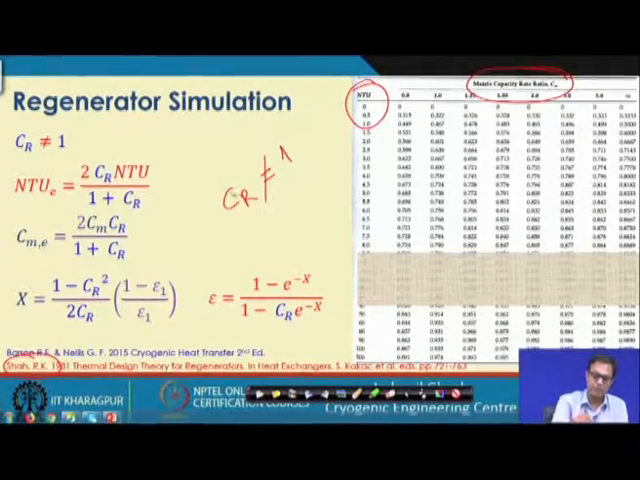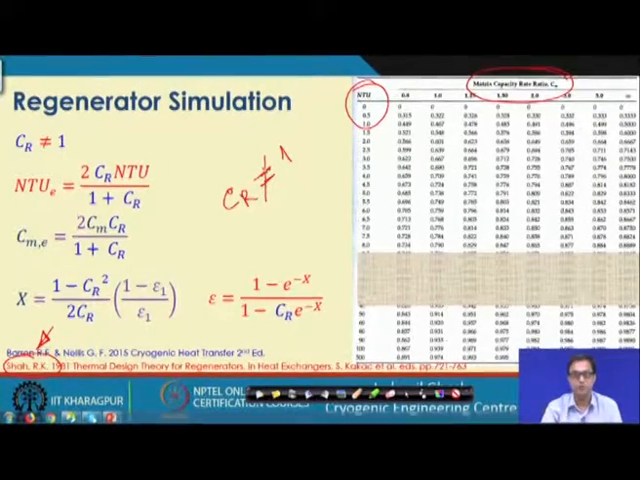Just to remind you, whether it is the pi lambda method or the epsilon NTU method, Arkesha has shown that these two methods are nearly equal and give equal results. So whether you follow the epsilon NTU method or the pi lambda method, the ultimate results are going to be the same.